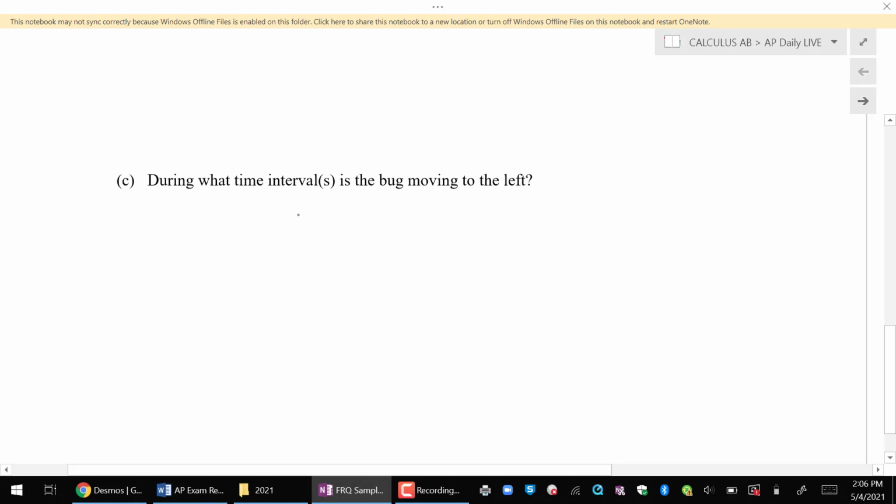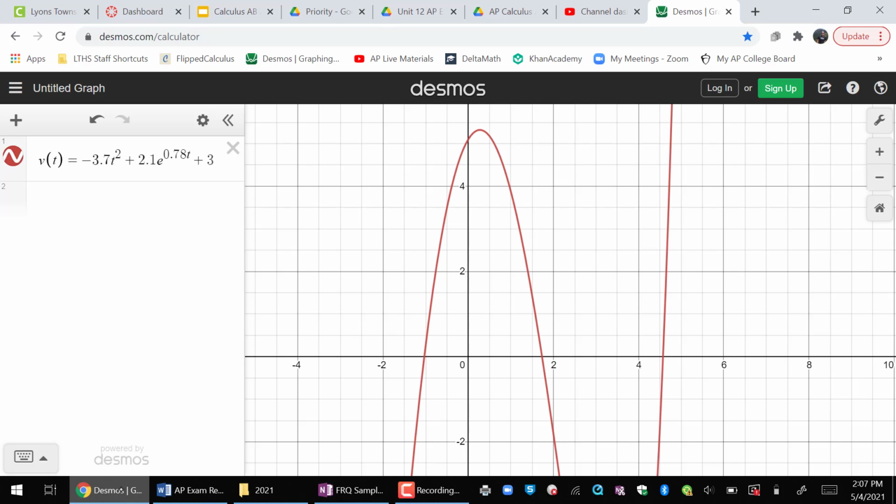During what time intervals is the bug moving left? I'm going to underline moving to the left and just remind myself that that represents when velocity is negative. So when is velocity going to be less than 0? So again, I've got my calculator. I'm going to look at the picture, the graph of velocity. So when does velocity maybe equal 0? And I actually have that mapped right here in Desmos.